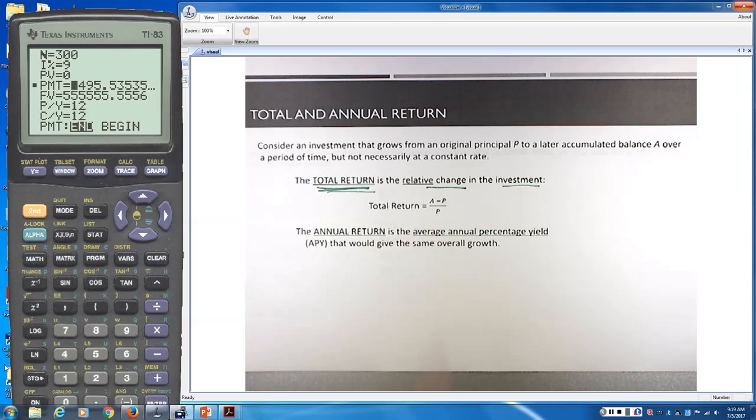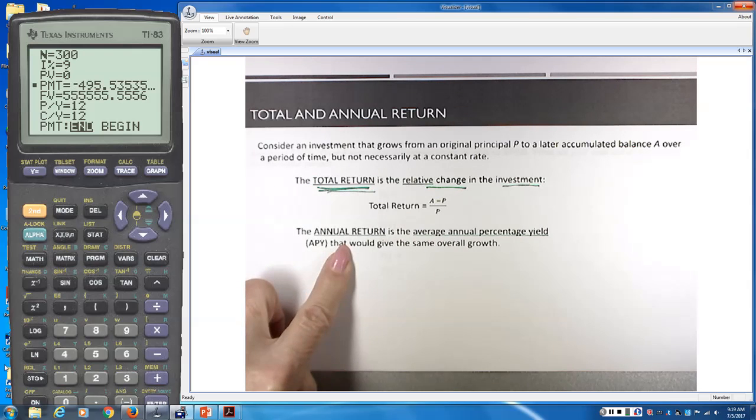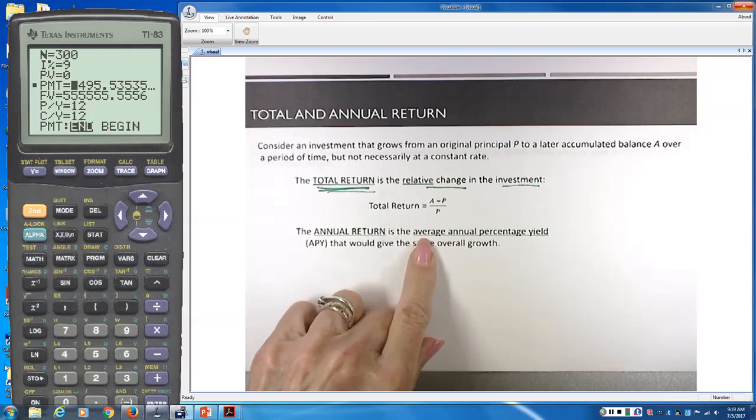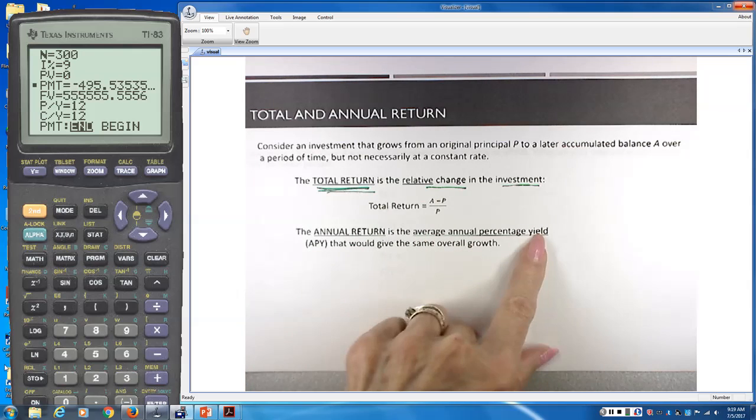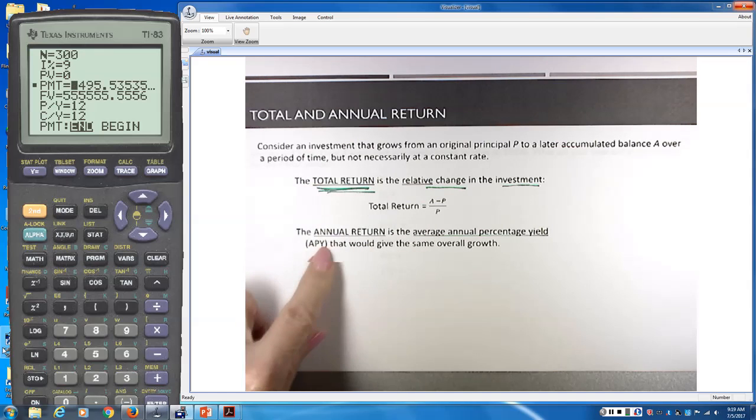That's your reference value. The difference in the total return and the annual return is the average annual percentage yield, the APY, that would give you the same growth. So that's the difference in total and annual.